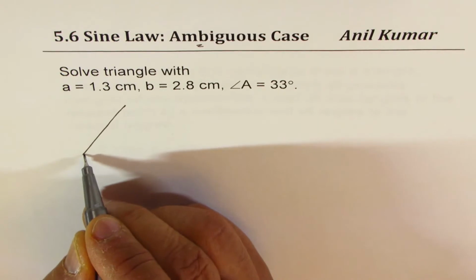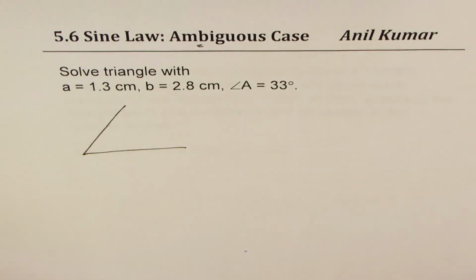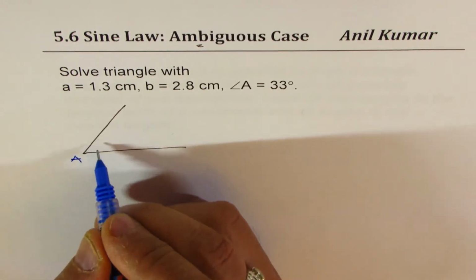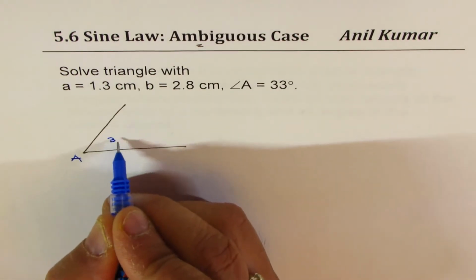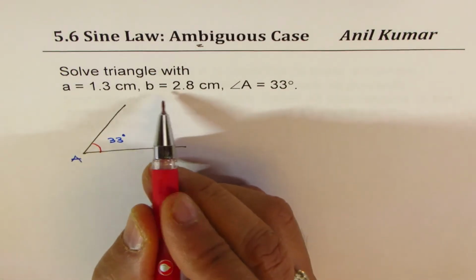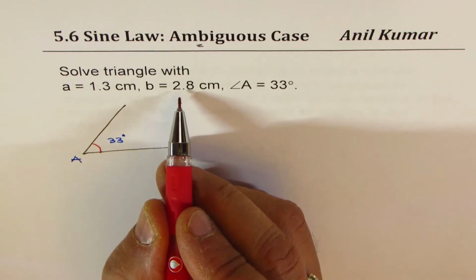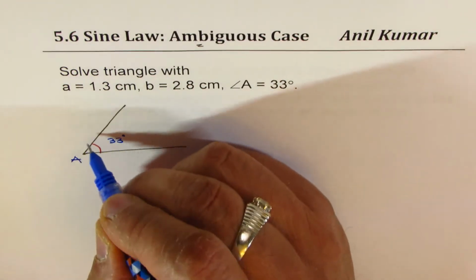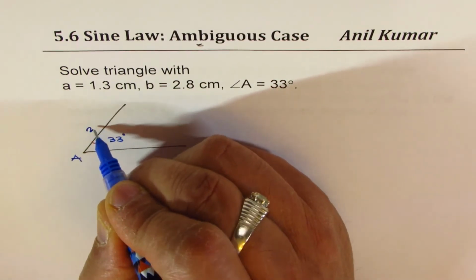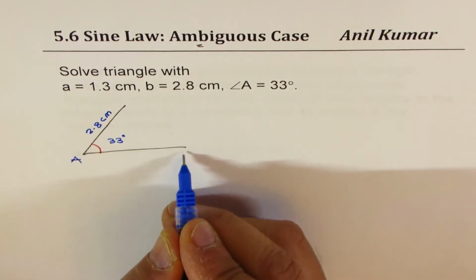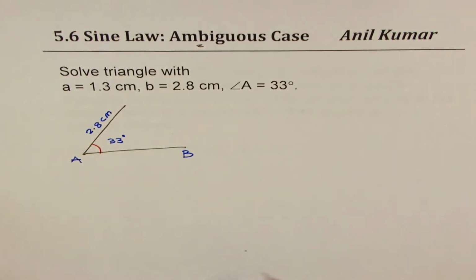So as I said, make the angle A on the left hand corner. So this becomes our angle A, which is 33 degrees. Is it okay? Now, one side is given to us as 2.8. So 2.8 I'll always take along this side above this angle 33 degrees, and I'll write this as 2.8 centimeters. And since this is B, the vertex here is going to be B, right? So opposite to B, we have b.